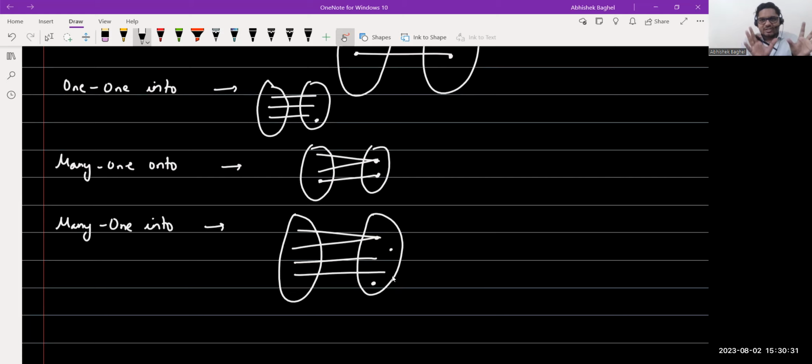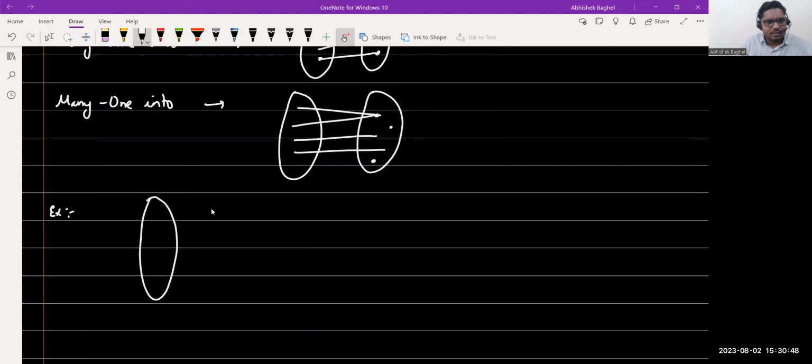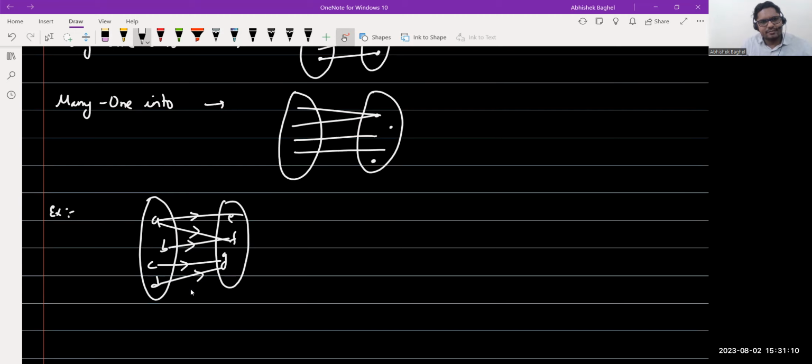So I hope function is clear, how to identify whether the given relation is a function or not, and we have seen four different types of functions as well. Let us take one simple example. We have been given a relation, let's say A, B, C, D, E, F, G. A is related with E, A is related with F, B is related with F, then related with G, related with G.